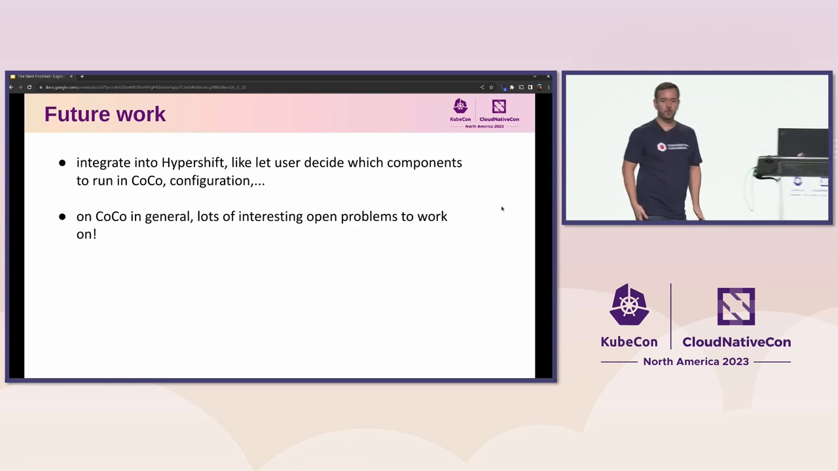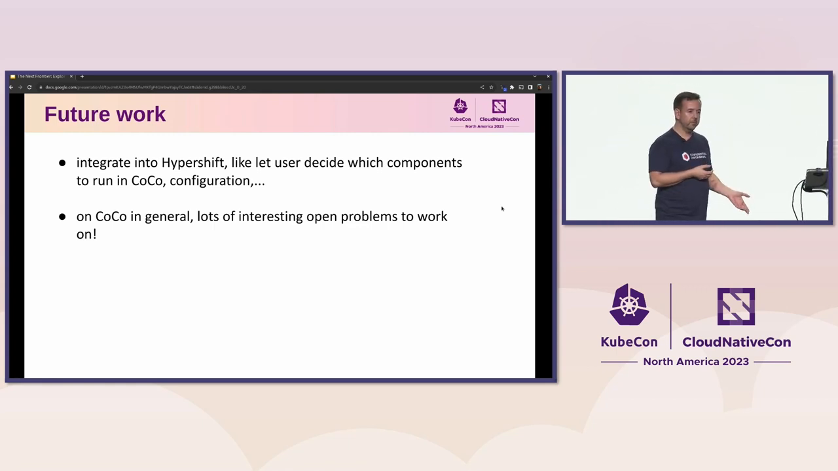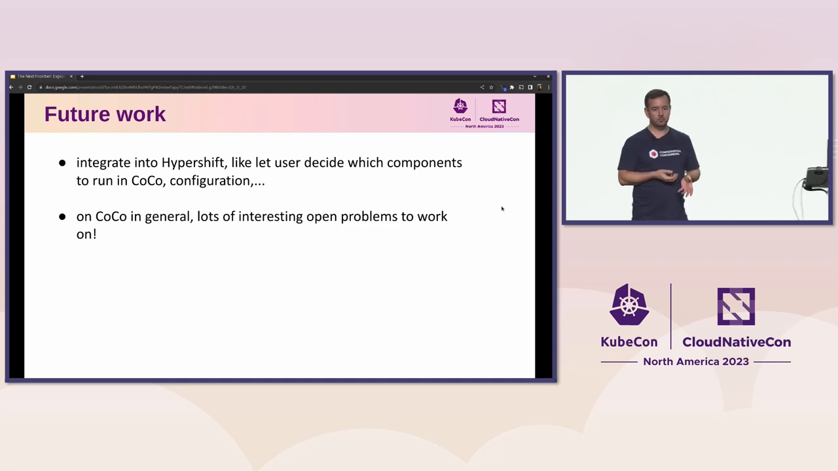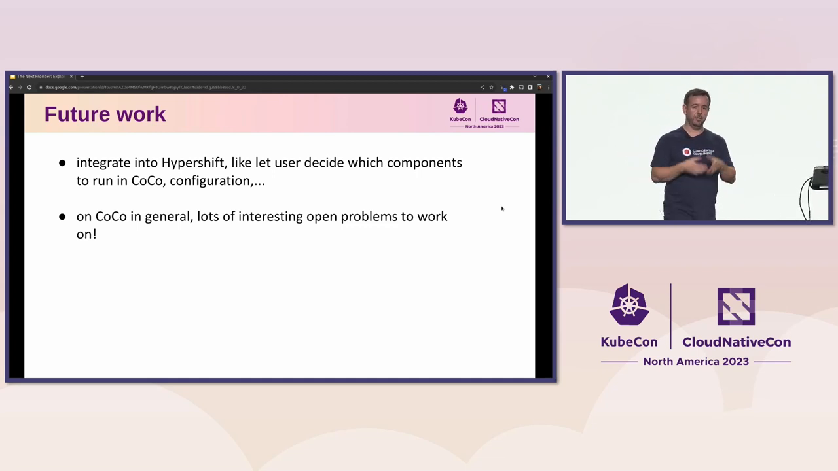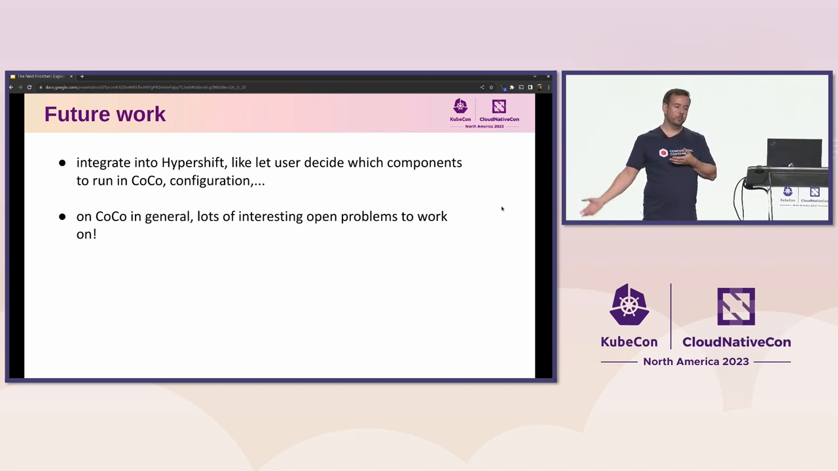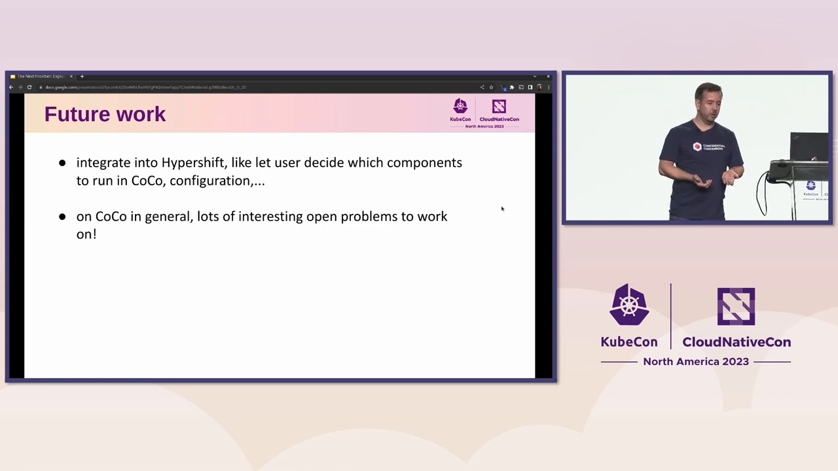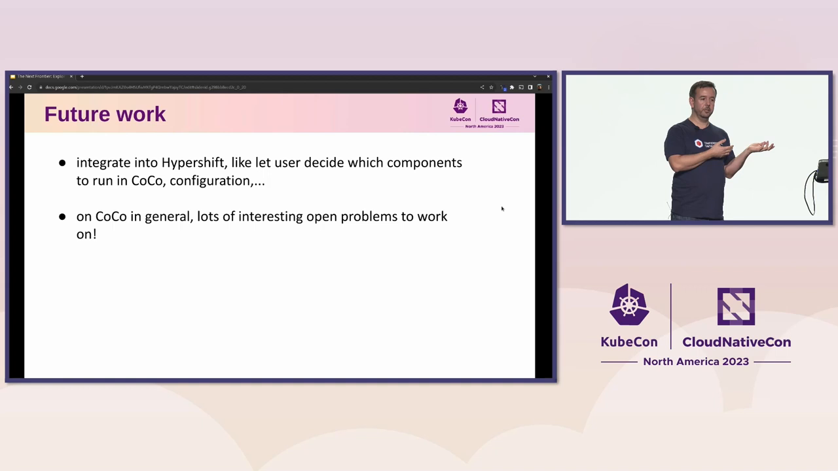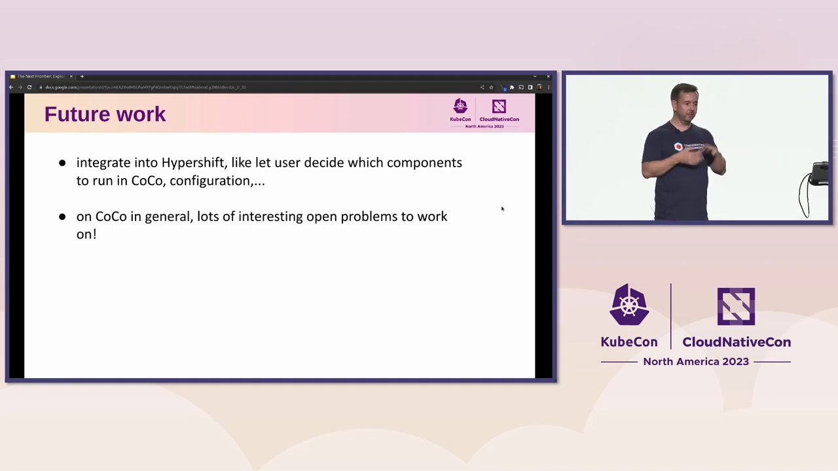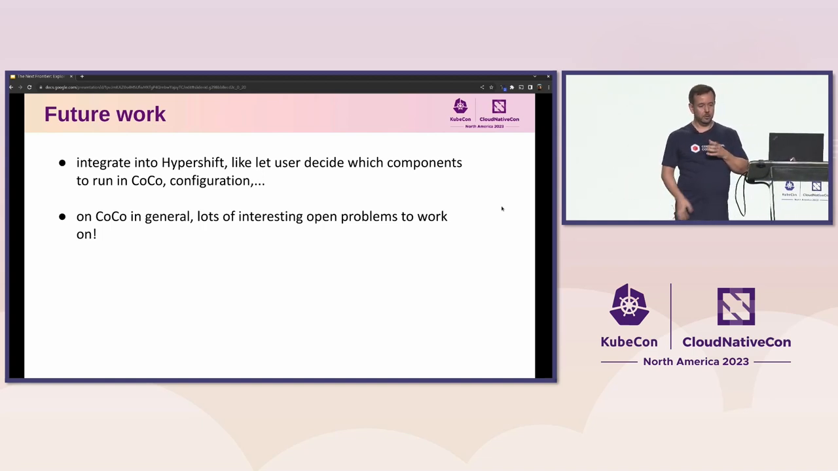So, future work. Of course, this was just a proof of concept, a demo. This needs to be integrated into Hypershift so that when I deploy my setup, I can configure it, maybe telling which components I want to run as confidential containers. What I showed in the demo is not what you would do eventually. We would integrate it into the Hypershift tooling so that you can configure it when you create your hosted control planes: what components you want to run as confidential containers, where they connect to, and things like this. So there's still work to be done.